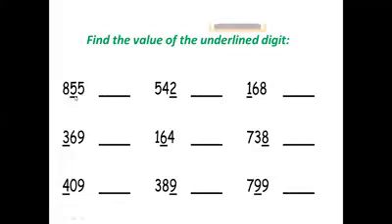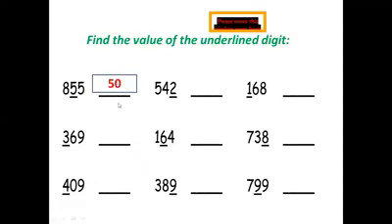855. The underlined digit 5. What is the value of this 5? Yes, ask myself. This 5 in ones or tens or hundreds? In tens. So the value is 50. Write 5 and put 0. Or say 5 tens equal 50. Okay, this one.